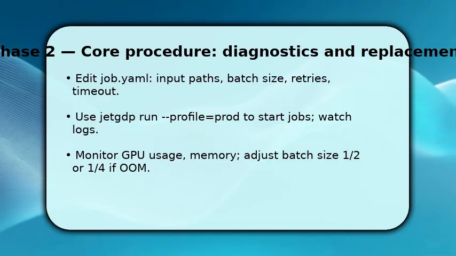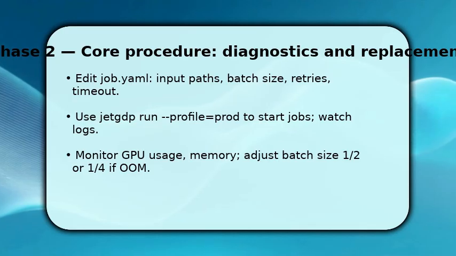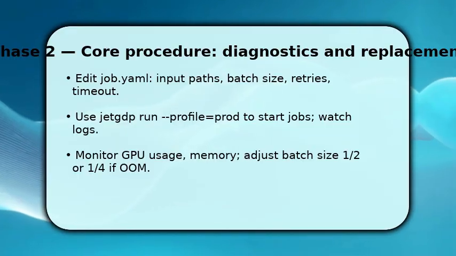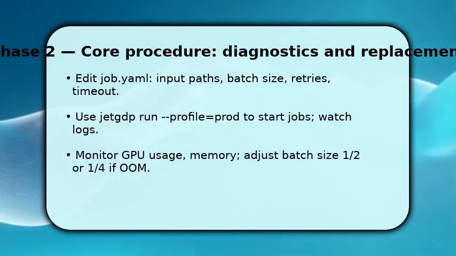Next, you configure jobs and execute them. Open job.yaml and specify input paths, batch size, timeouts, and retry policy. Those control throughput and reliability. Then run jet run --profile=prod to start processing. Watch the live logs for errors and throughput metrics.